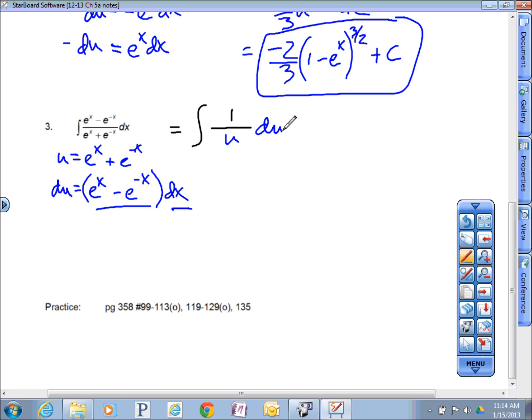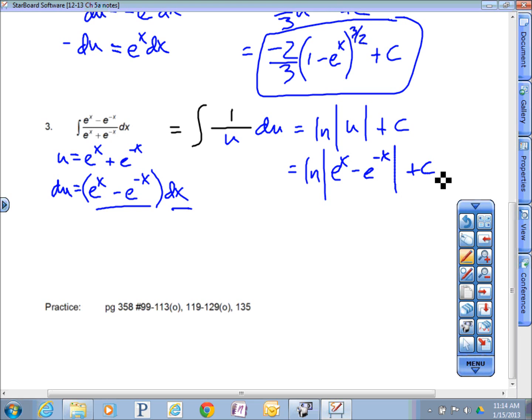You bet I can. Whose derivative is 1 over u? Well, let's see. So how about natural log absolute value of my u plus my c, natural log absolute value e to the x minus e to the negative x plus my c. Now, you know we shouldn't leave negative exponents in there. So there is a solution, but I don't know that you're going to find that solution a lot of places.